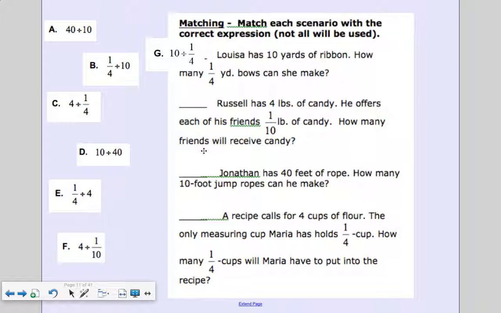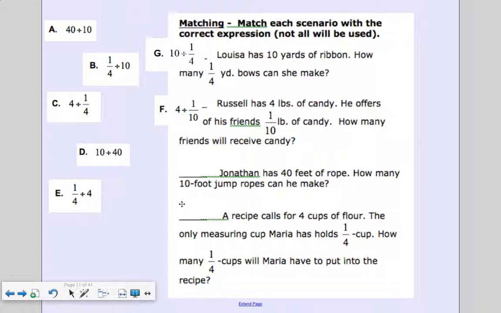Russell had 4 pounds of candy. He offered each of his friends 1/10 pound of candy. How many friends will receive candy? So he started with 4 pounds. He gave 1/10 away, gave 1/10 away, gave 1/10 away, gave 1/10. Keep giving 1/10 away to each friend. So how many did he give away? He's finding how many groups of 1/10, or he's subtracting repeatedly. Repeated subtraction. So 4 divided by 1/10 is F.